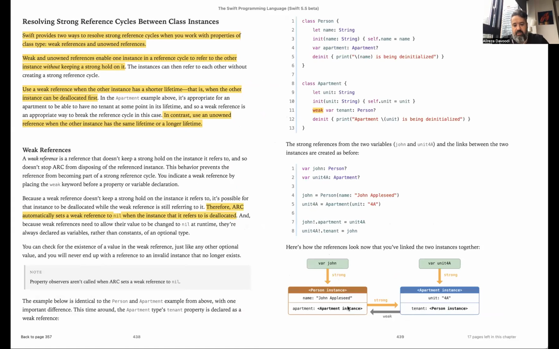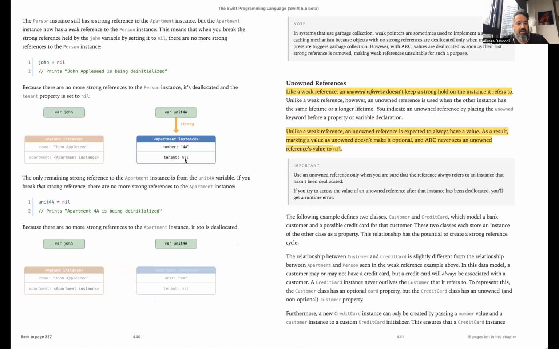So here from person to this memory, there's a weak reference. Of course, this memory is not available anymore. I mean, it's been deallocated. So therefore, the tenant will become automatically nil. So this one becomes nil right now.